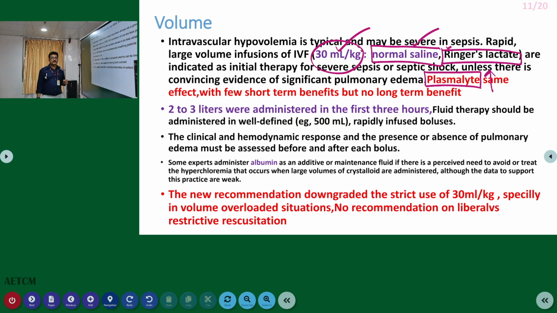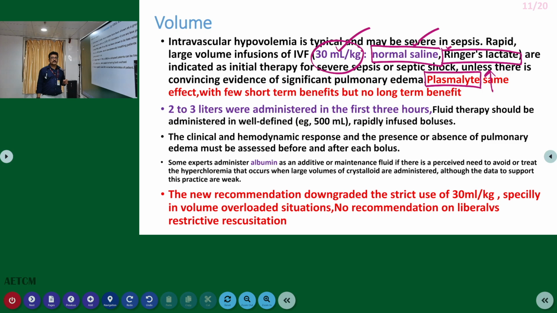This strategy is called the restrictive strategy of fluid resuscitation, whereas the other strategy, where we give a large volume of fluid, is called the liberal strategy. So when the patient is having volume overload or ARDS, the restrictive strategy will be better than the liberal strategy. That is a change from the previous guidelines here.